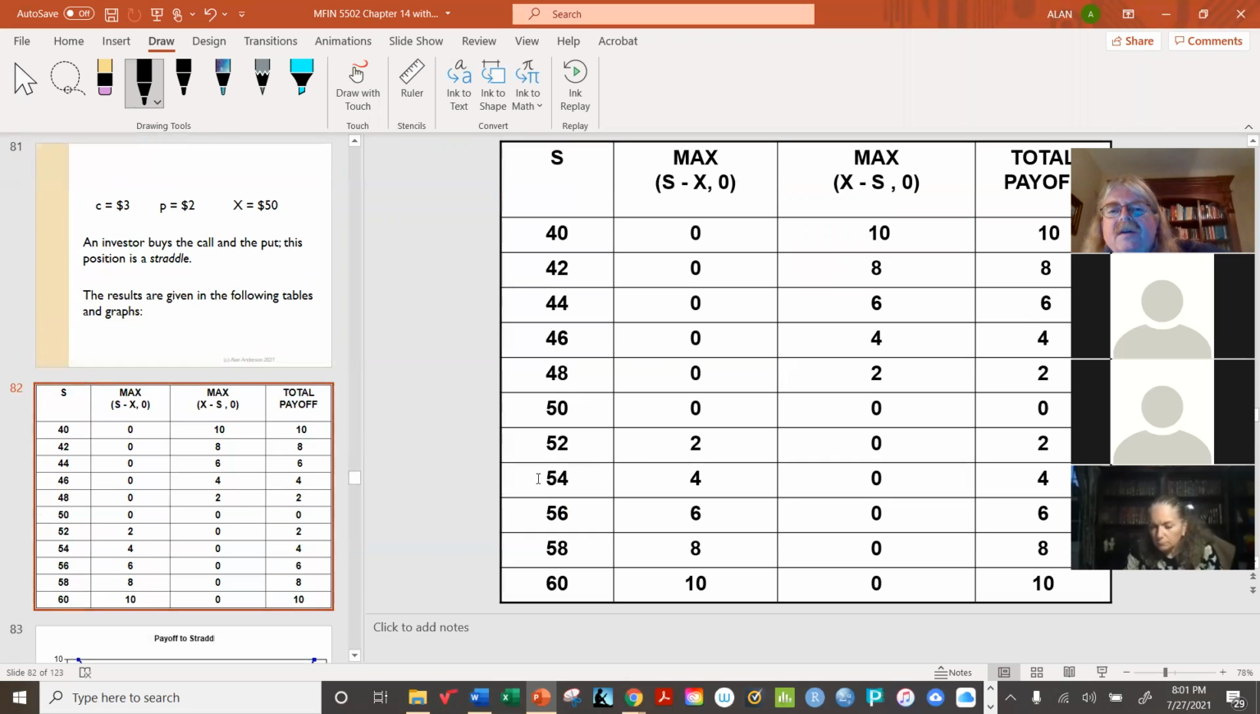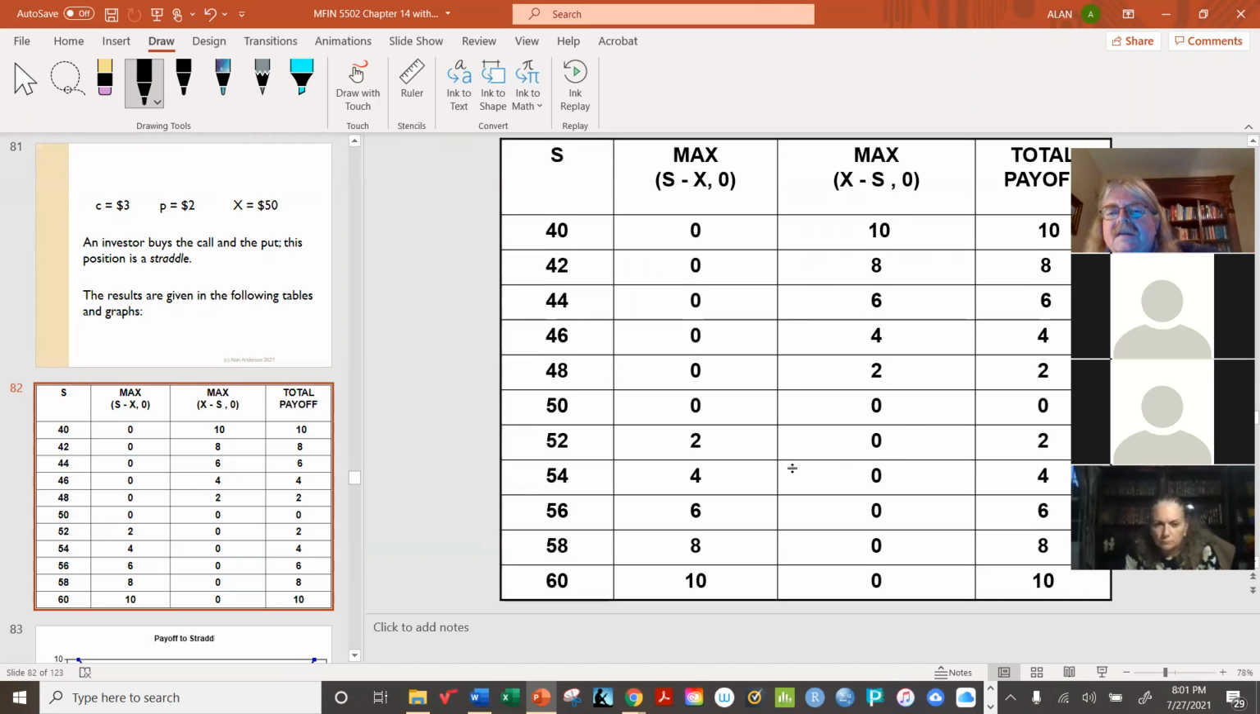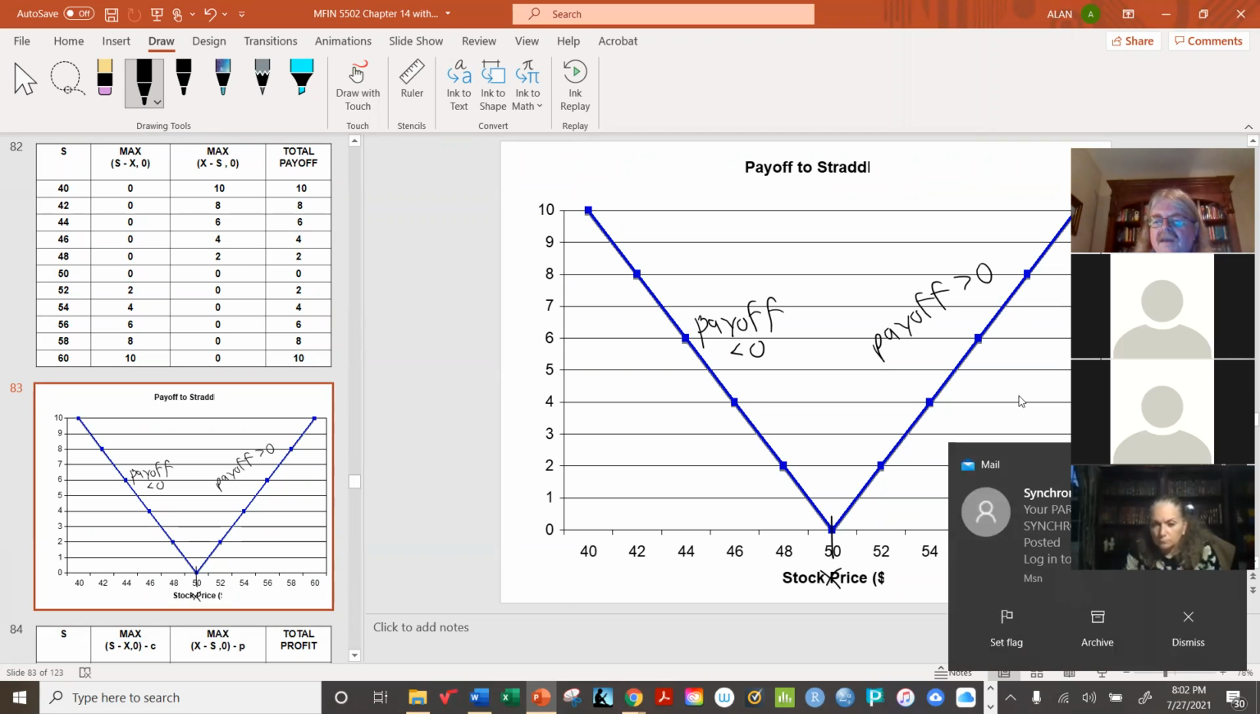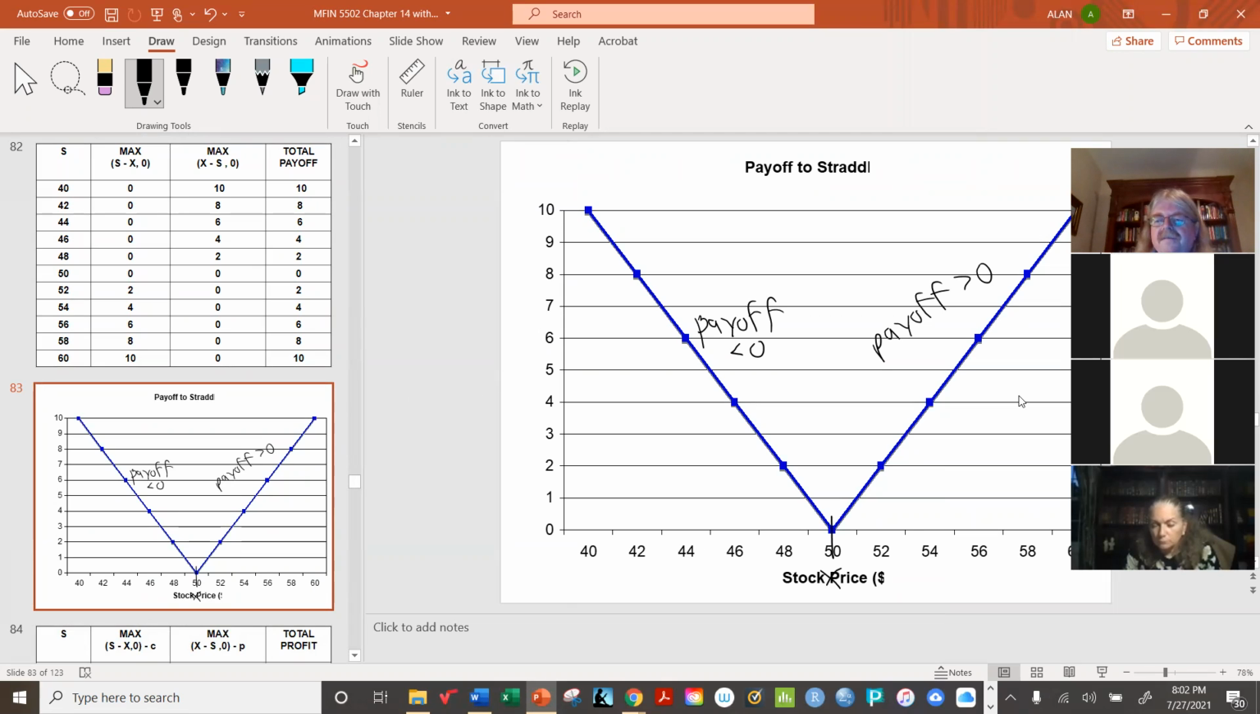All right, I put them together. You can see the payoffs for the call and the put. And there's the payoffs. Now let's look at the graph. Wow, what's going on here? The payoff is positive if the price of the stock goes up and if it goes down. Oh my God. Now that is a nice position to be in. The payoff to this thing can't be negative.